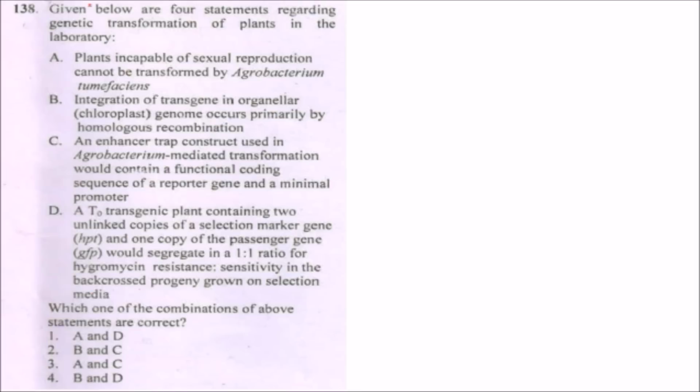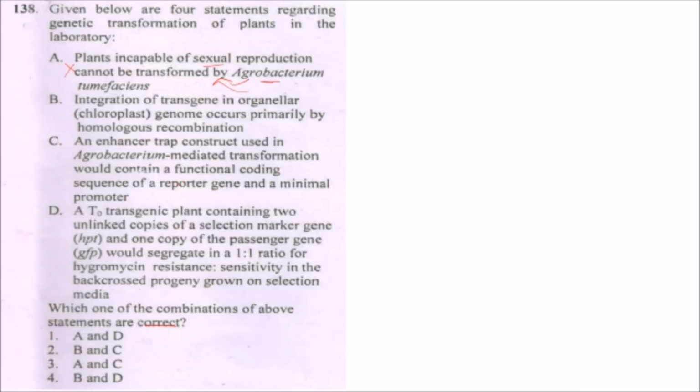Next question: given below are 4 statements regarding the genetic transformation of plants in the laboratories. So here we have to find out the correct statement for genetic transformation in plants using agrobacterium. The statement that the plant incapable of sexual reproduction cannot be transformed by agrobacterium tumefaciens is not true, because we are not using agrobacterium tumefaciens for sexual reproduction. Rather, we are infecting the media having the plant tissue culture. So the statement is wrong here.